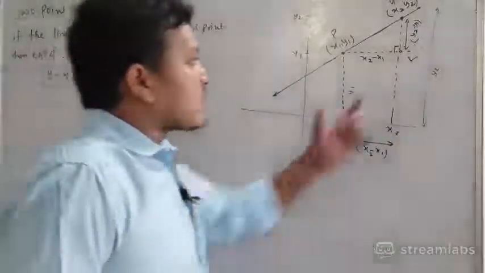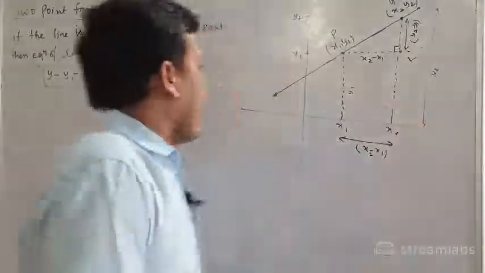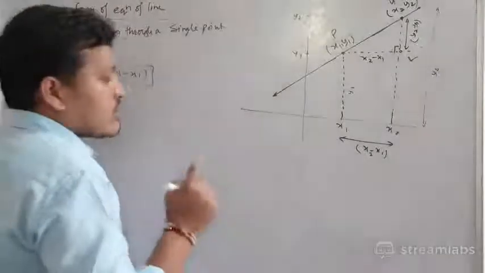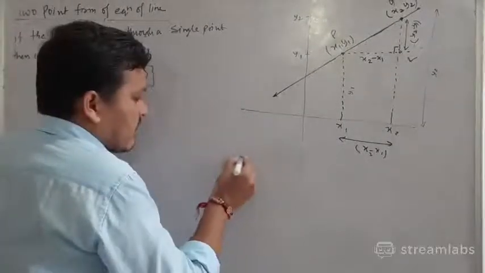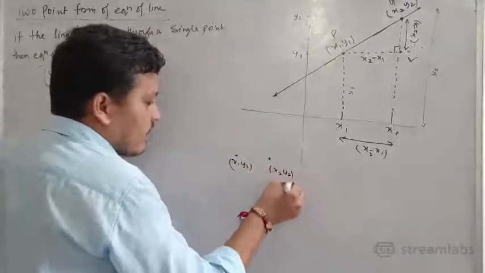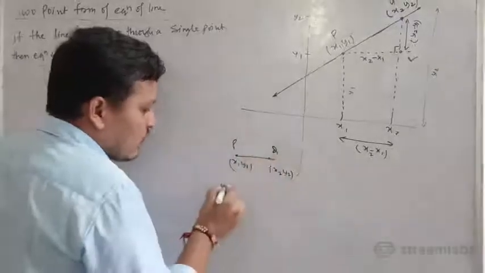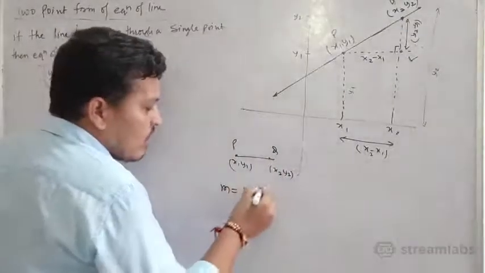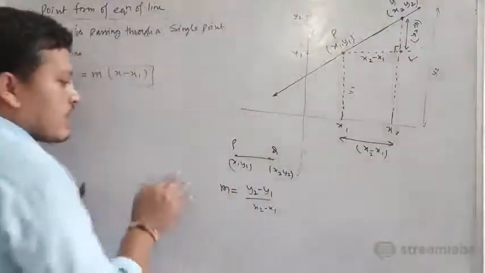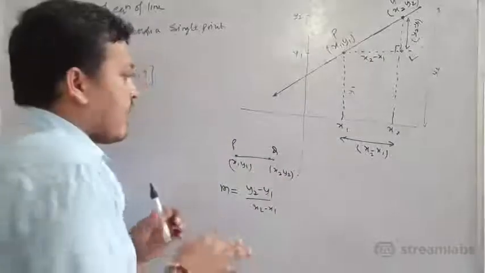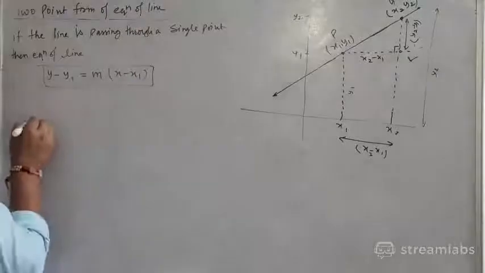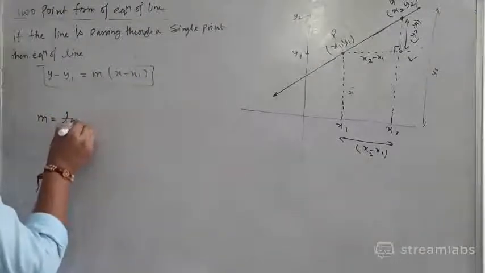Can you calculate the slope? In the previous exercise I explained that when two points x1 y1 and x2 y2, P and Q, are given, we can calculate their slope using the formula y2 minus y1 upon x2 minus x1. I already explained this in previous classes, but we can check it once again here. You know that m is equal to tan theta.